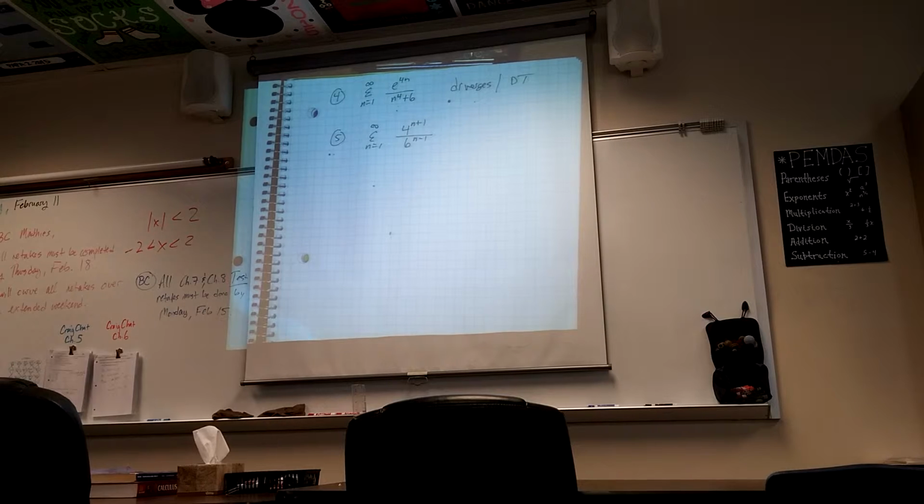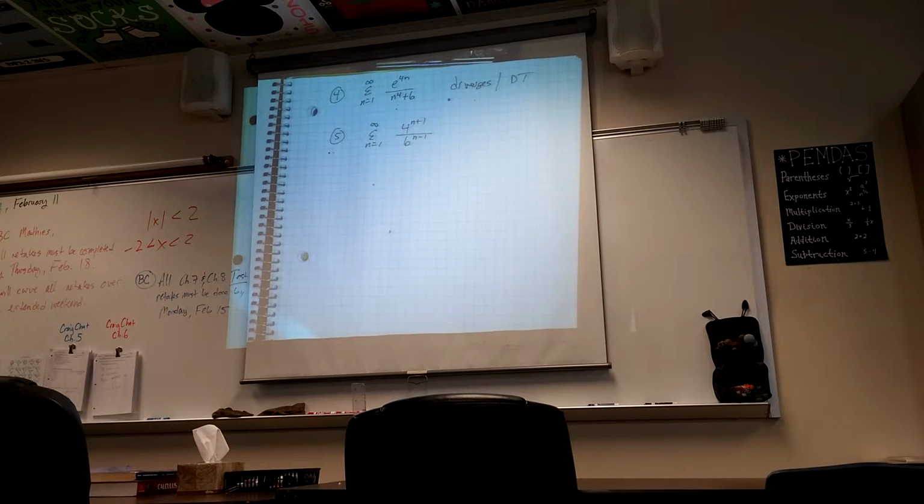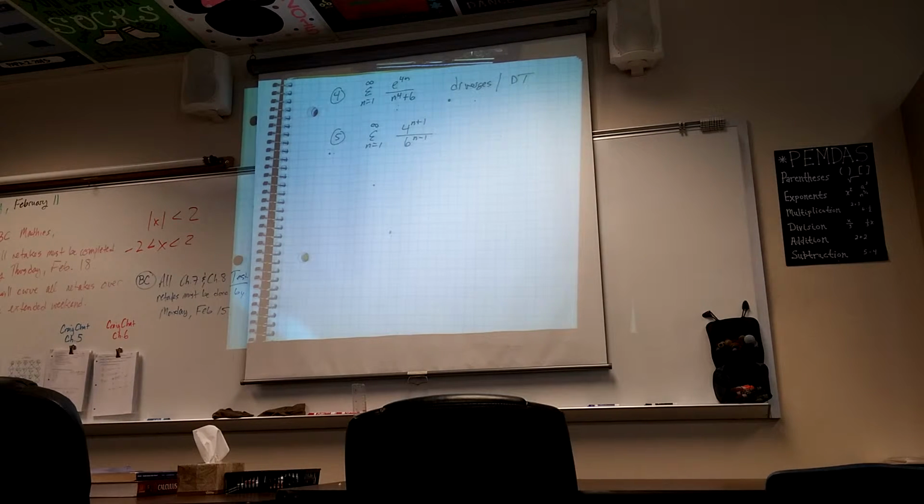Divergence test. Denominator grows faster. It's got a bigger base. Okay. P series? No. The exponent is a number, not the base. What's after that? Geometric. Is it geometric? No. Kind of. Yes, it is, actually.